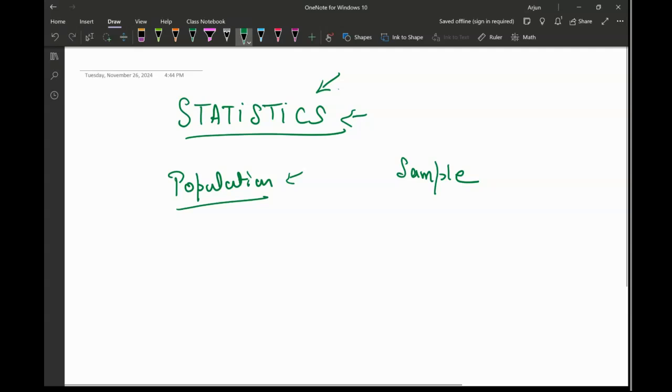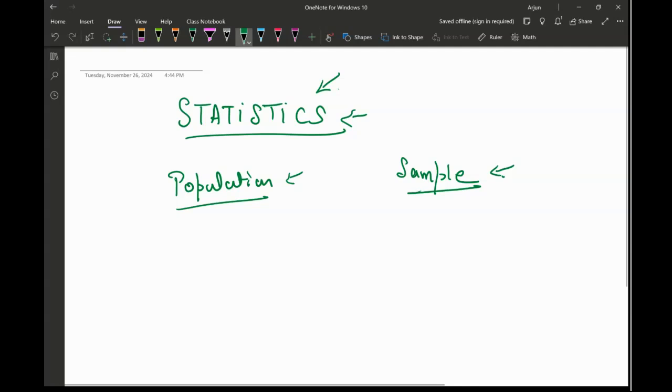If I wanted to study the average height of a student studying at SAIT, then the population will become all the students who are studying at SAIT. So depending upon what your target is, what you wanted to achieve, you will decide what the population is. And then sample means taking a smaller number of data points from the whole population.